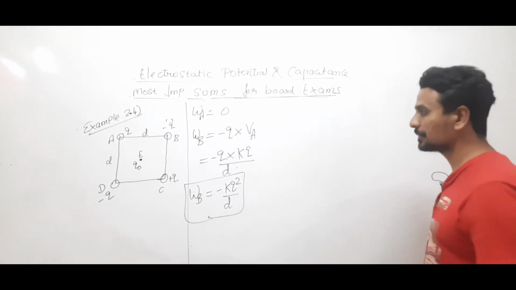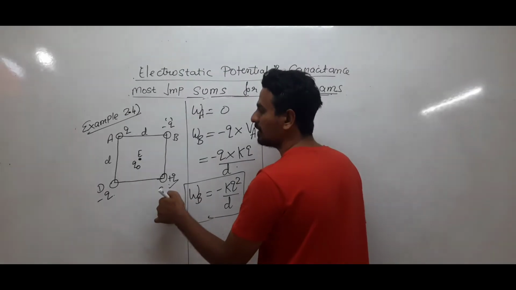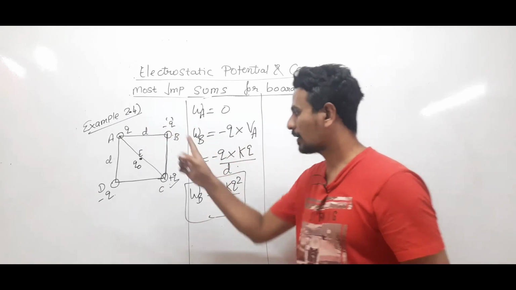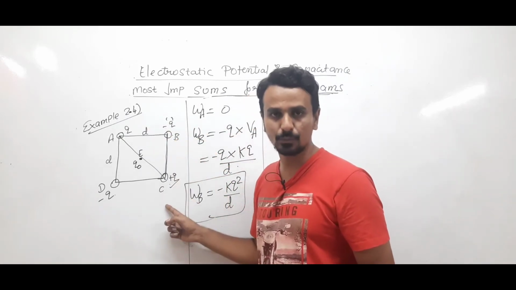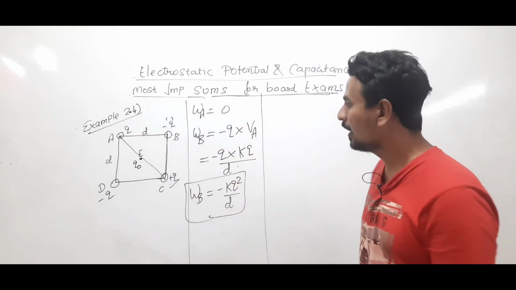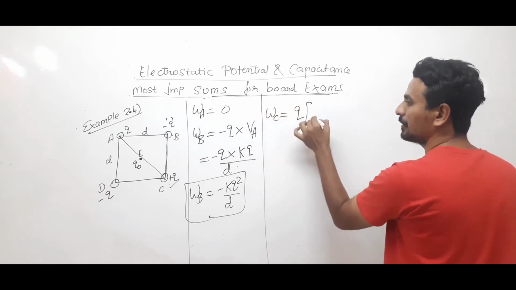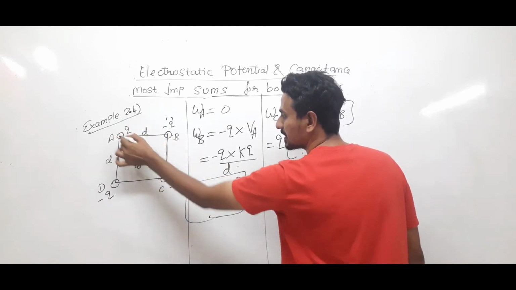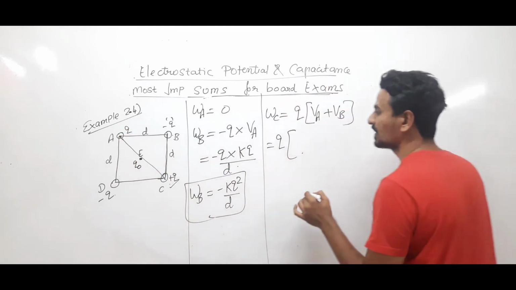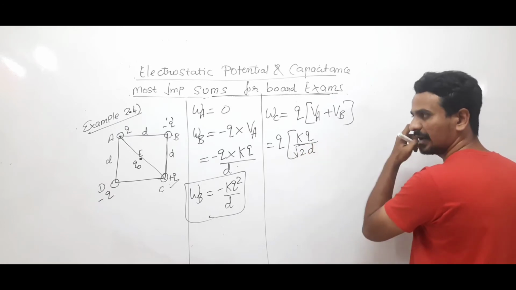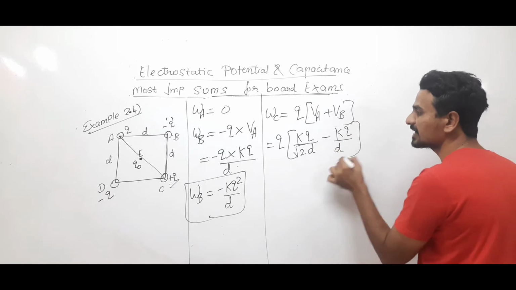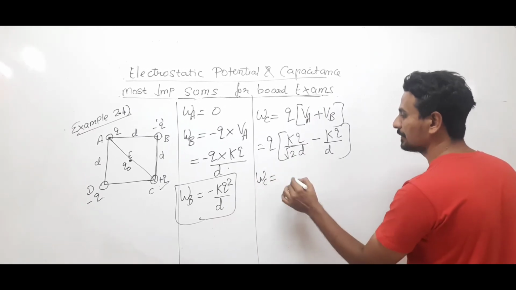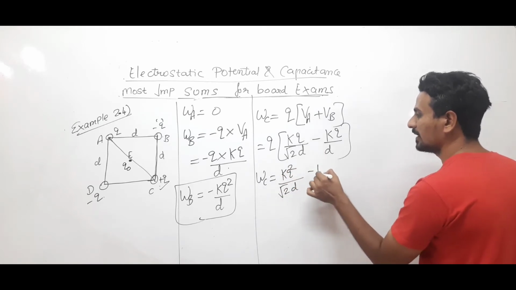Similarly, when you bring the charge plus q to C, work needs to be done, because both the charges at A and B will produce some potential at C. So the work done to bring the charge to C will be the charge at C times the potential of A plus the potential of B, that is q into the potential of A. A is placed here, and this distance will be root 2 d, since both sides are d, according to Pythagoras theorem. So the potential of A is Kq by root 2 d, and the potential of B will be minus Kq by d, using Kq by r for a point charge. So the work done to bring the charge to C will be Kq square upon root 2 d minus Kq square by d.